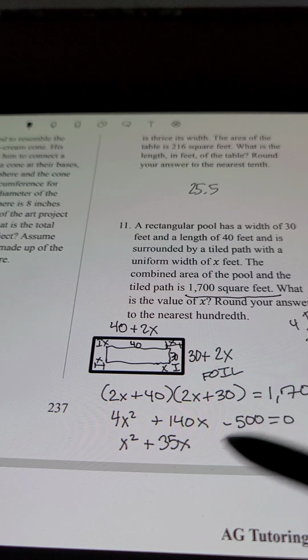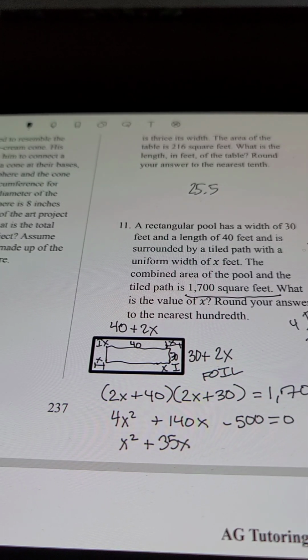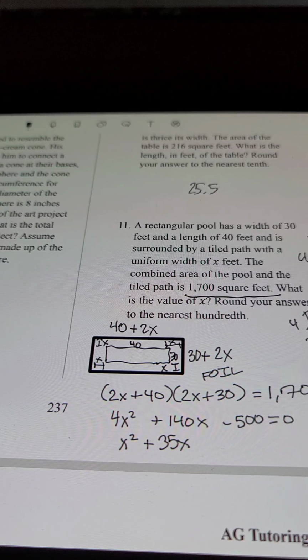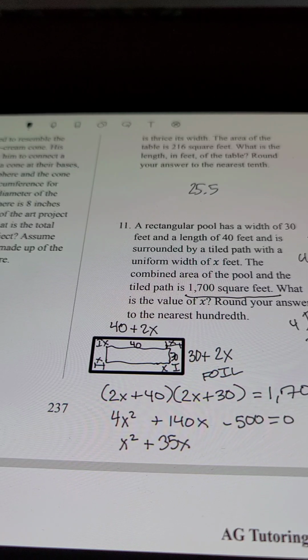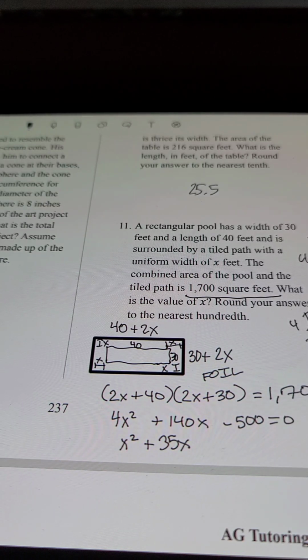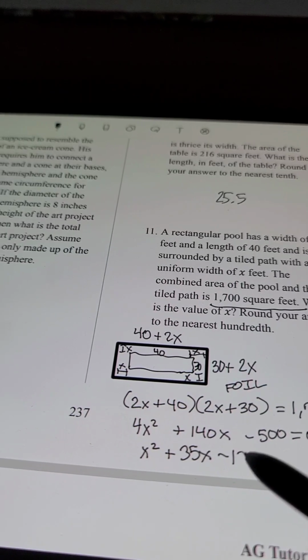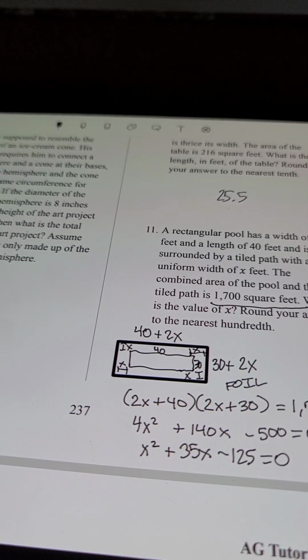And then we're going to have 4 going into 500. So then that's going to be 1, 4, 0. Okay, then that's going to be 2, 8 minus 2, 0, and 5, 125. So then that's going to be minus 125 is equal to 0.